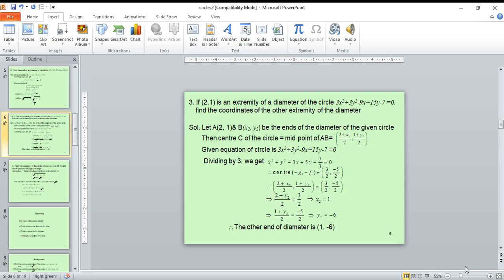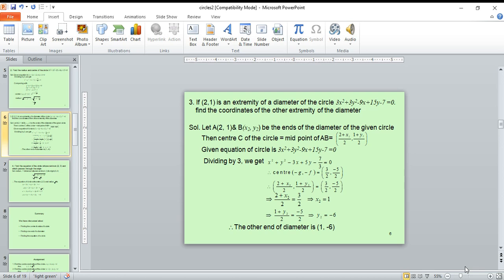The given equation is not in the standard circle form, since the coefficient of x² and y² is 3. Convert these coefficients into 1, so divide the given circle equation by 3. We get x² + y² - 3x + 5y - 7/3 = 0.